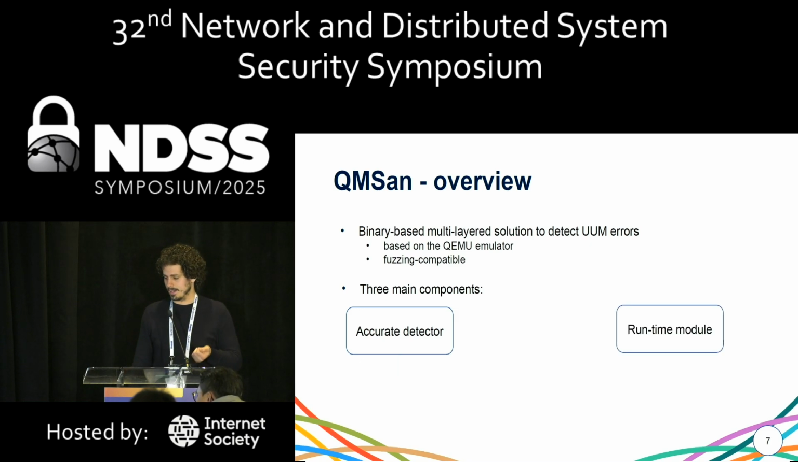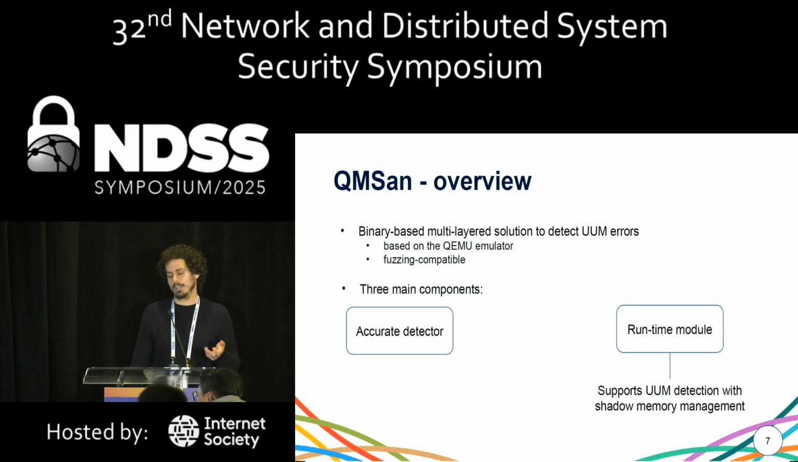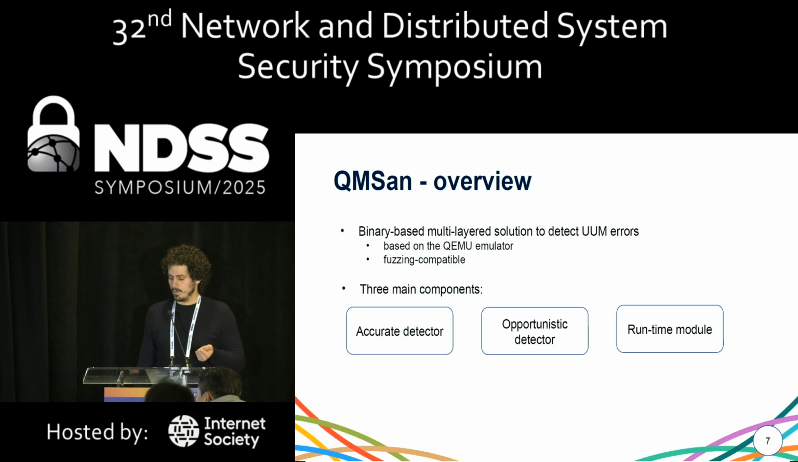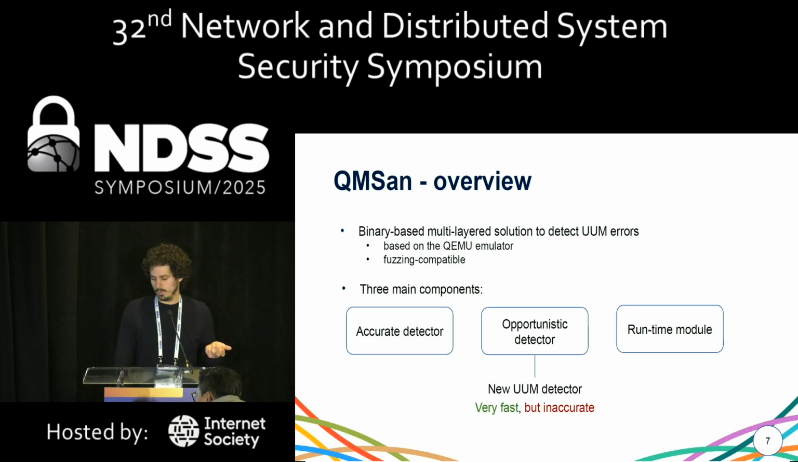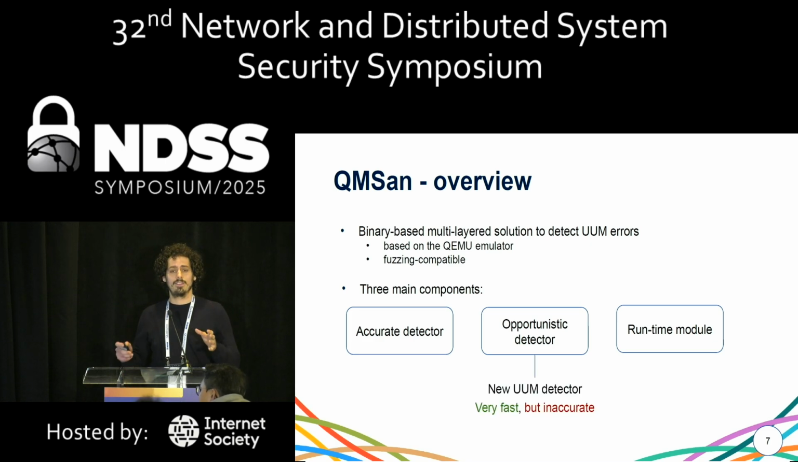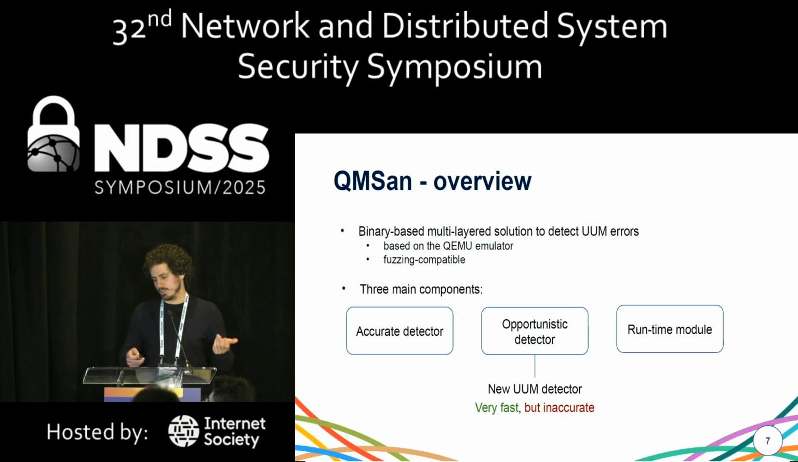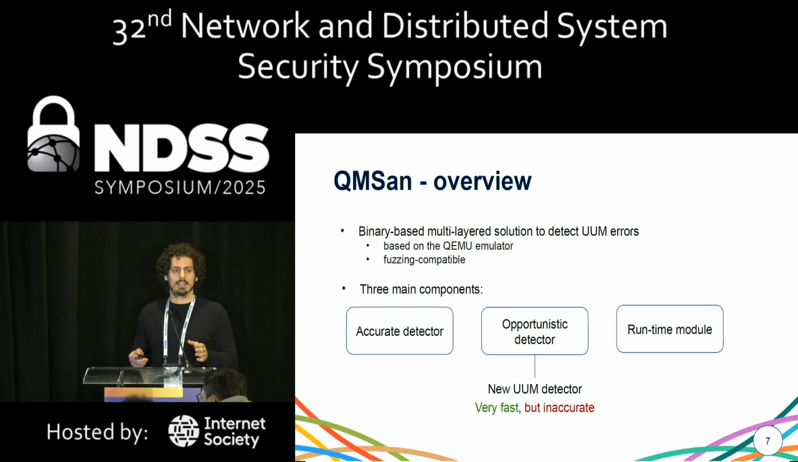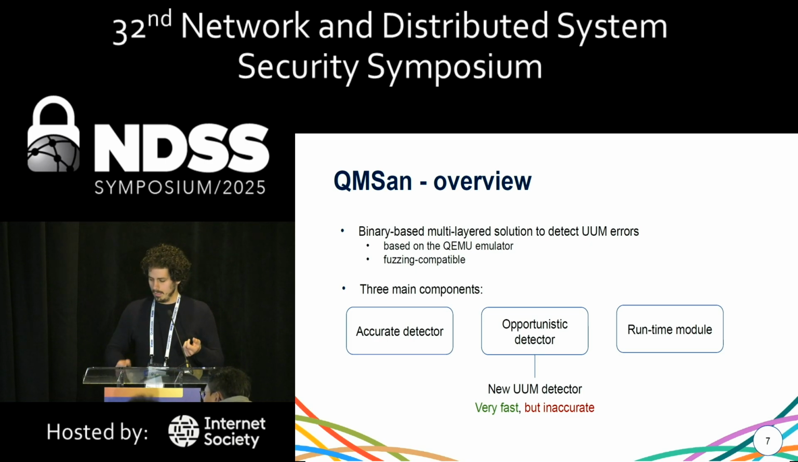Then it features a runtime module which supports UUM detection with shadow memory management. And finally, it features an opportunistic detector, which is a new UUM error detector. It is very fast, but it is also very inaccurate. In particular, as we will see shortly, it has lots of false positives. The idea behind QMSan is to use the opportunistic detector on the vast majority of the runs, since it is faster, and only use the accurate detector to validate real UUM errors.